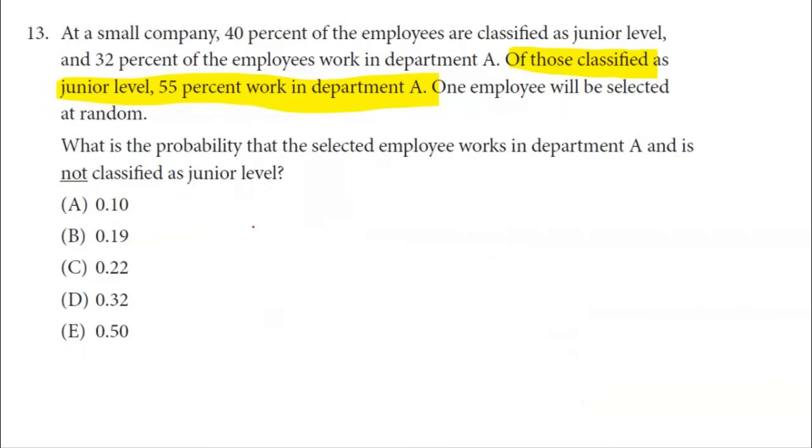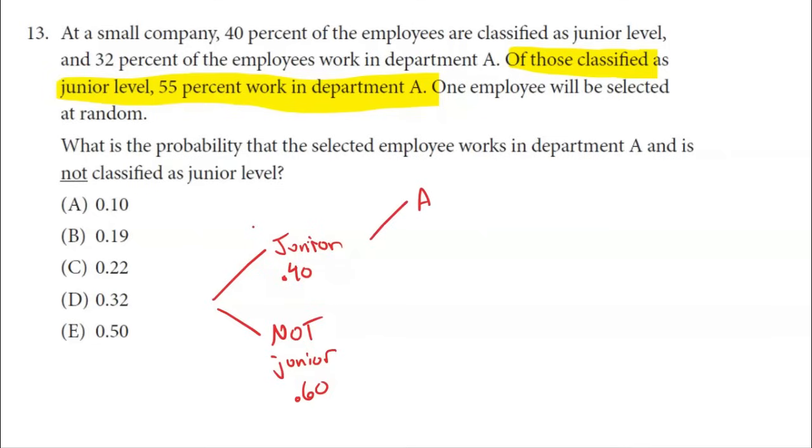Now, another way to process this problem is with a tree diagram. So if you're more of a visual person, a tree diagram might help. All right, here's what we know. An employee at this company could be of junior level or not of junior level. We were specifically told that 40% of employees are junior level, which automatically tells us 60% are not junior level. Now, of those that are junior level, some of them are in Department A, and some of them are obviously not in Department A.